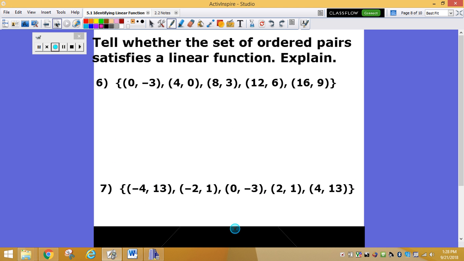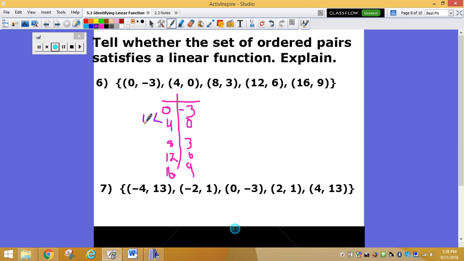What do you do if they're ordered pairs? We are going to do it just like we did the table. It's going to work the same way. I'm going to make a table. So I got 0, negative 3. I got 4, 0. I got 8, 3. 12, 6. And 16, 9. And then we're going to do it just like we did the last slide.